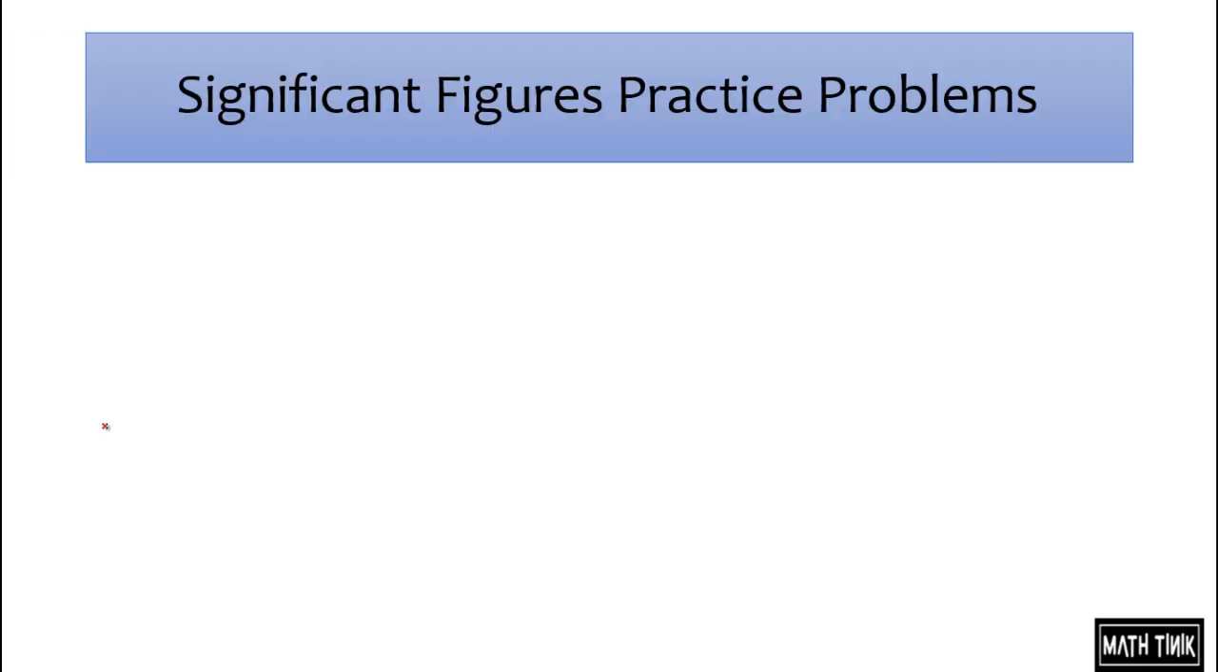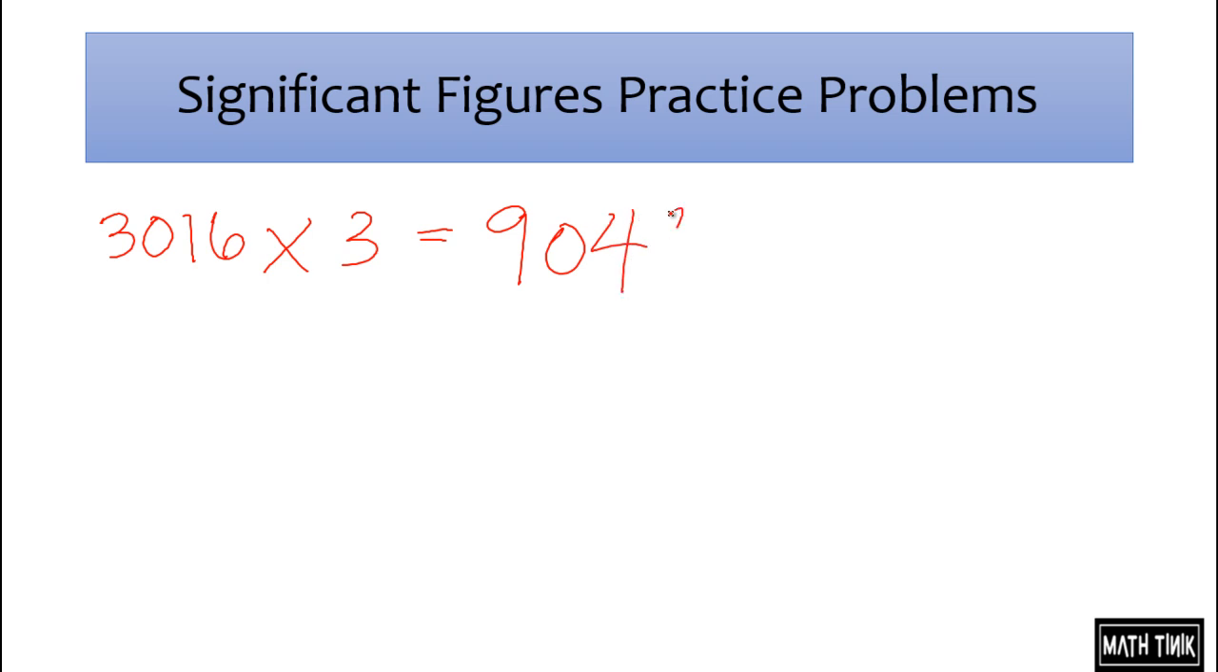Let's have another example. So, another example is, we have 3016, again, times 3. It will give us 9,048. Now, sa side na to, we have 4 significant figures. Of course, 0 is significant because it is in between non-zero digits. So, 0 therefore is significant. So, this has 4 significant figures.